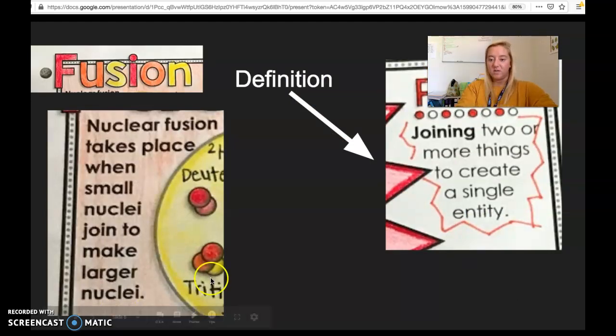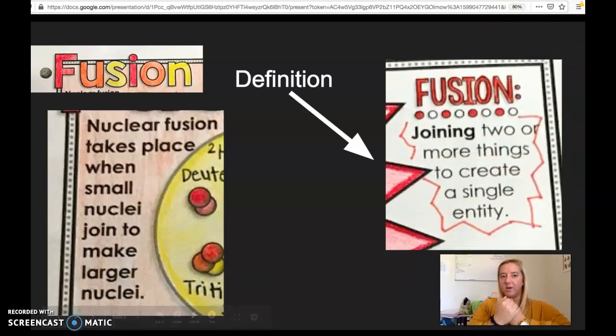Fusion is the joining of two or more things to create a single entity. In this case, we're talking about two hydrogen atoms, not cells, sorry. Thinking about two hydrogen atoms combining to become one helium atom. Nuclear fusion takes place when small nuclei join to make a larger nucleus. Two hydrogen atoms are going to fuse to become one helium atom. The resulting process creates a helium atom, but it also creates a couple of free neutrons and a ton of energy. And that's actually where the sun gets its energy from.